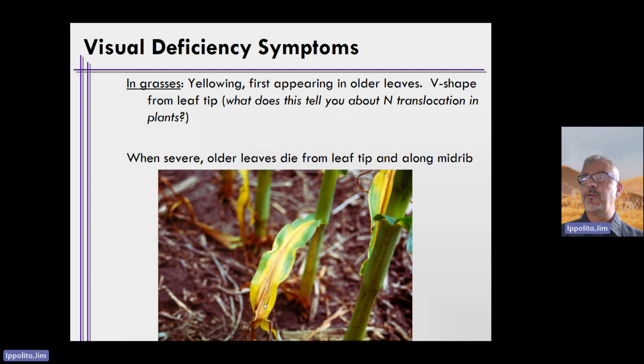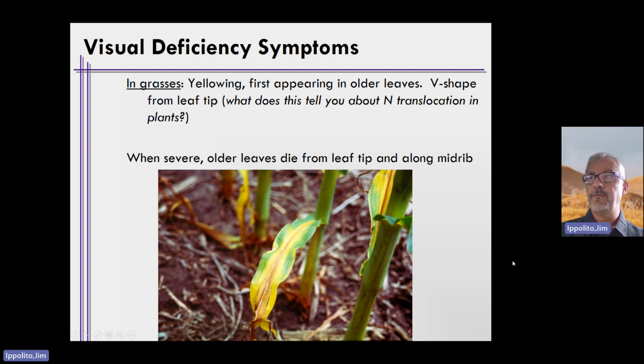And what does this tell you? What does this tell you about translocation of nitrogen in plants? What it tells you is because the visual deficiency symptom is in the older leaves, that nitrogen is readily translocated from the older leaves to the newer leaves. When a plant perceives a deficiency, it scavenges nitrogen from the older leaves and translocates it to the newer leaves. So the newer leaves will look green and healthy while the older leaves suffer.